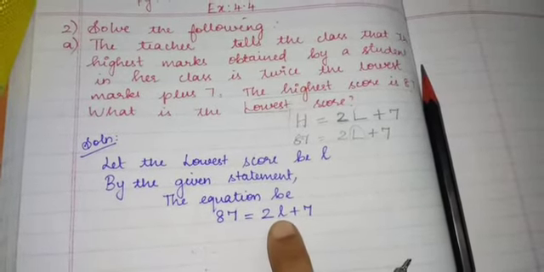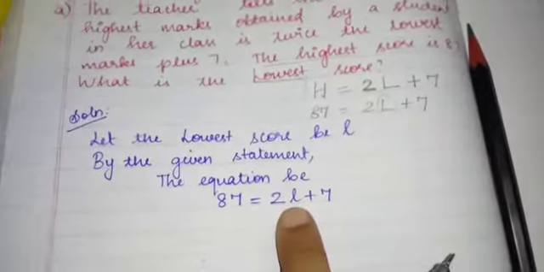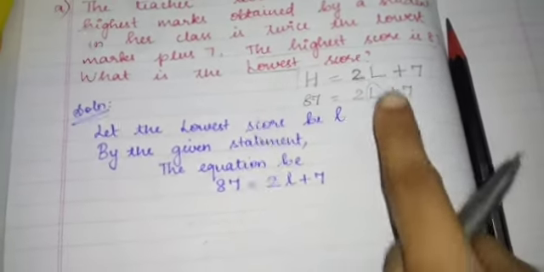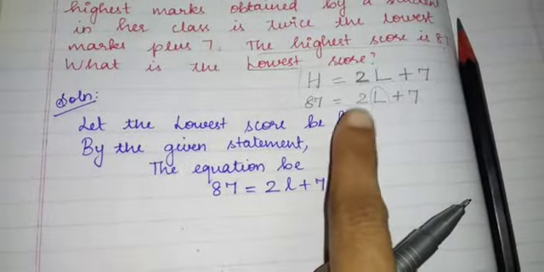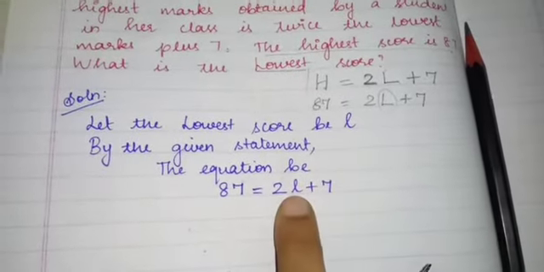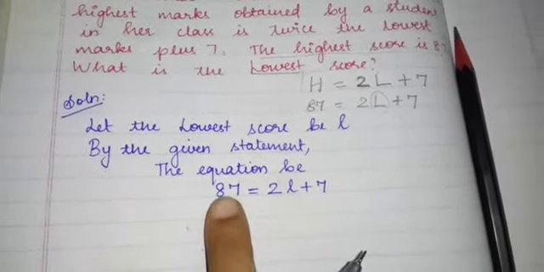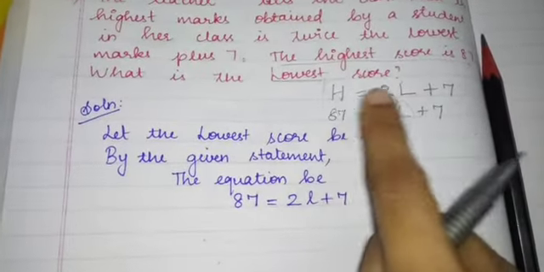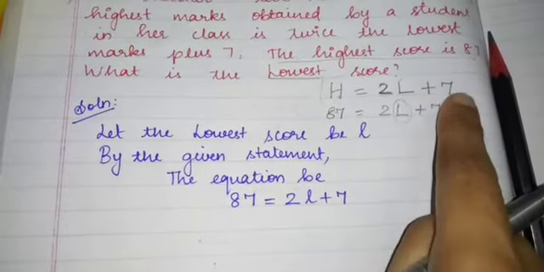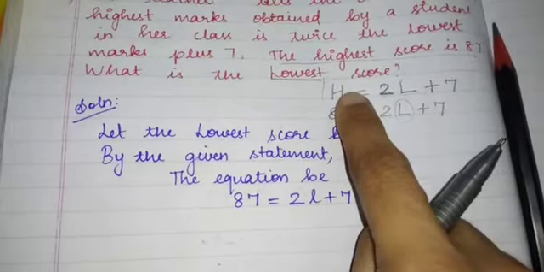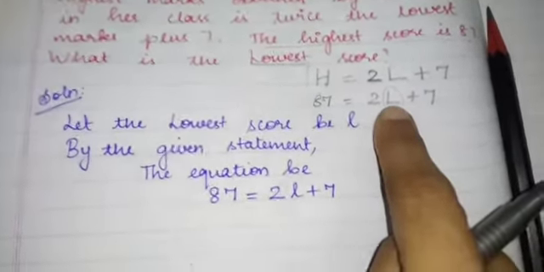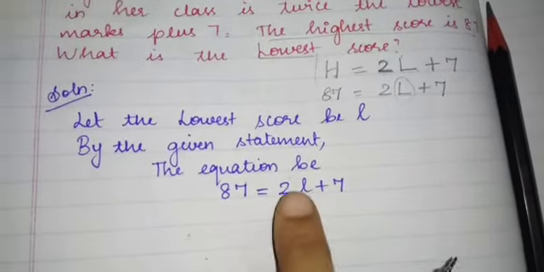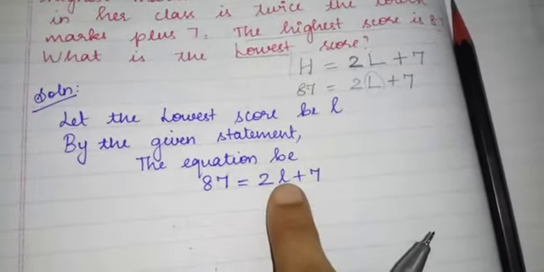I have taken that lowest mark as small letter L. Here I have written capital letter L, but I have mentioned that lowest score as L, that's why I am writing here as L. Highest mark is twice the lowest mark plus 7, children. Highest mark I know as 87. Lowest mark I have taken as small letter L. So 87 is equal to 2 into small letter L plus 7.